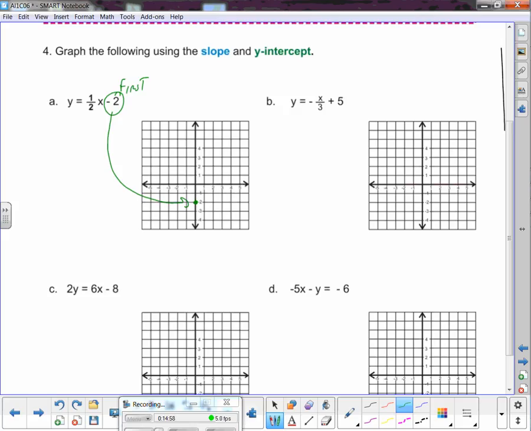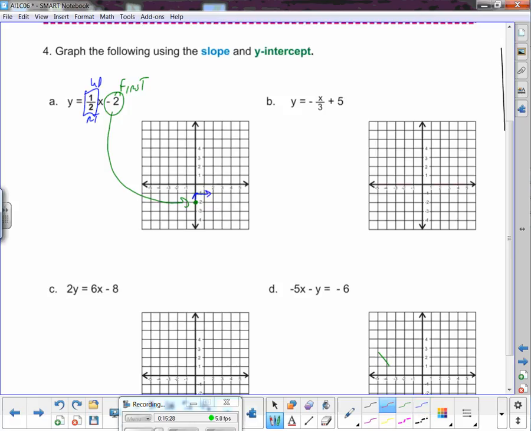Some people like to, on the side, do m equals this and b equals this. That's fine. Do that. But next, I'm going to take my slope. Look, I want that to be blue. The one on the top tells me to do what? 1 up. So from the -2, go 1 up. And the bottom 2 says go 2 to the right.